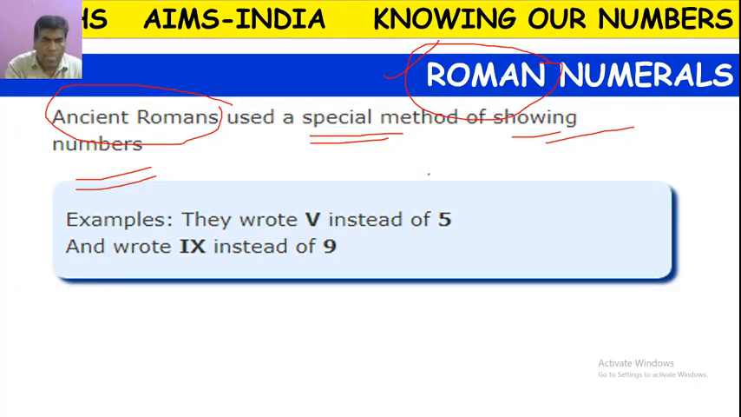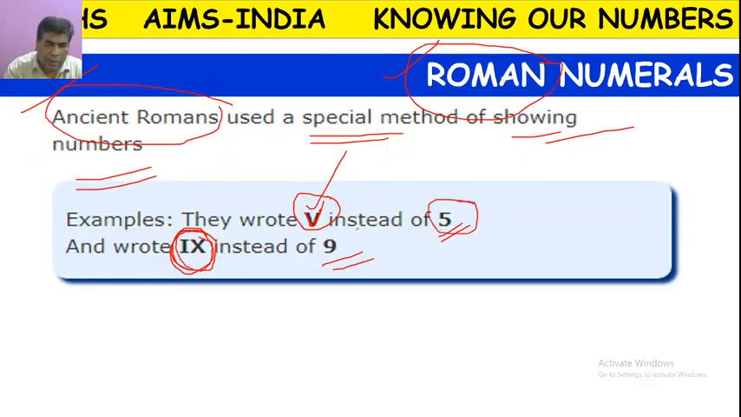In Roman numerals, instead of 5, they used the V symbol. Instead of 9, they represent it as IX. Like this, ancient Roman people used different kinds of symbols for representing numbers. We call that system the Roman number system or Roman numeral system.